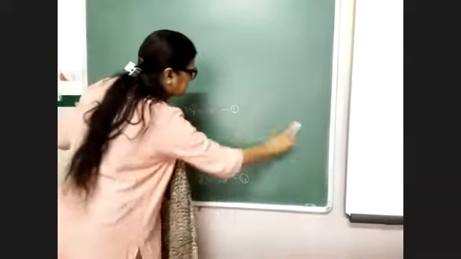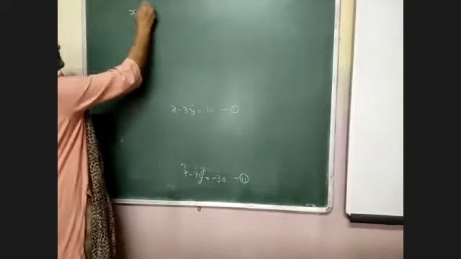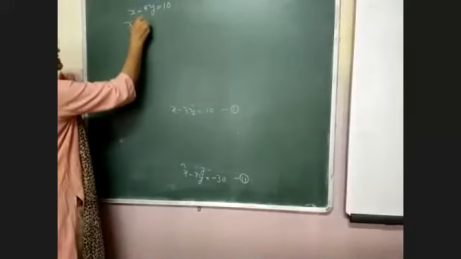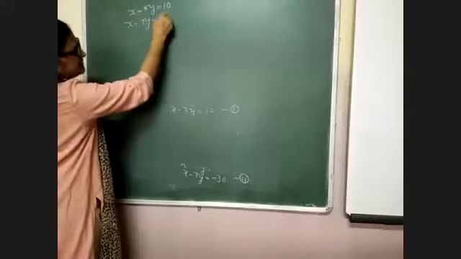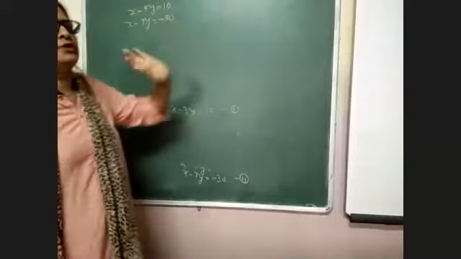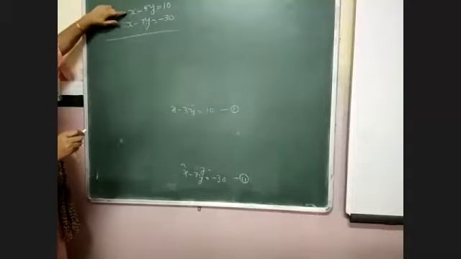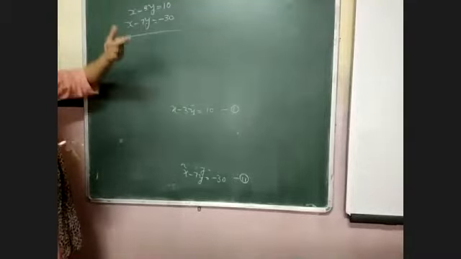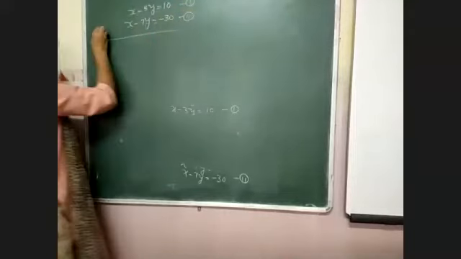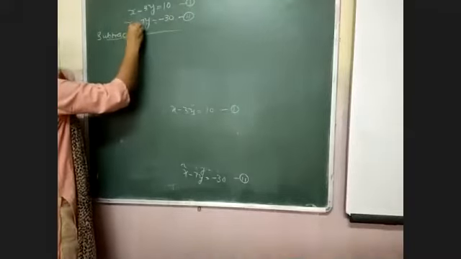These are the two equations. First one is x minus 3y equals 10, and second equation is x minus 7y equals minus 30. Okay, so first we use the elimination method. Here the coefficient of x is 1, and the coefficient of x is also 1. So subtract equation 2 from 1.